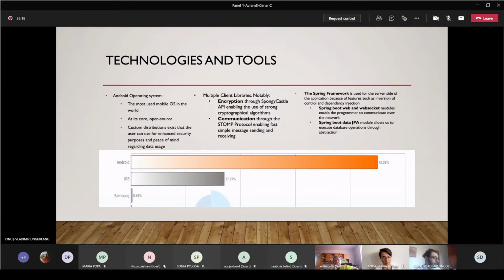For the Android application, we have used multiple libraries. We can go into details when you ask questions, but the most important thing is that we have used the STOMP protocol for fast messaging. And for encryption, we have used the traditional API named Spongy Castle. For the server side, it's quite simple. It's a Spring server for the simple fact that, again, it's open source and widely used.